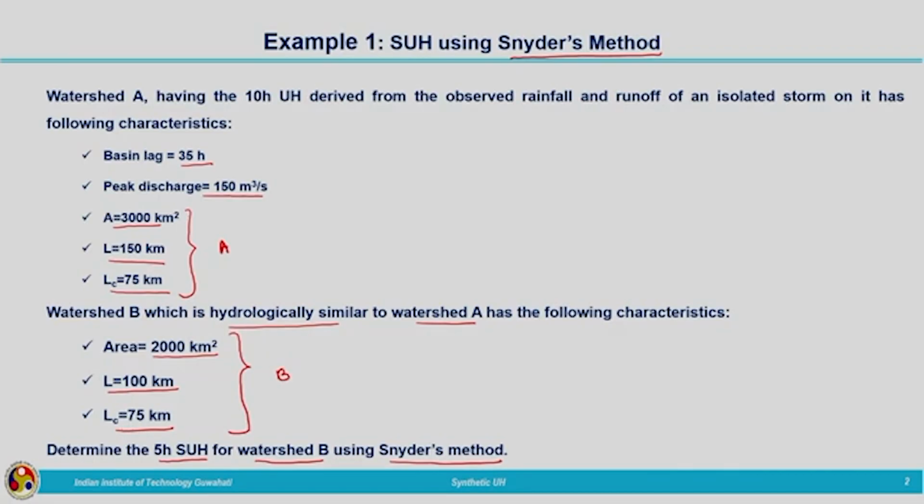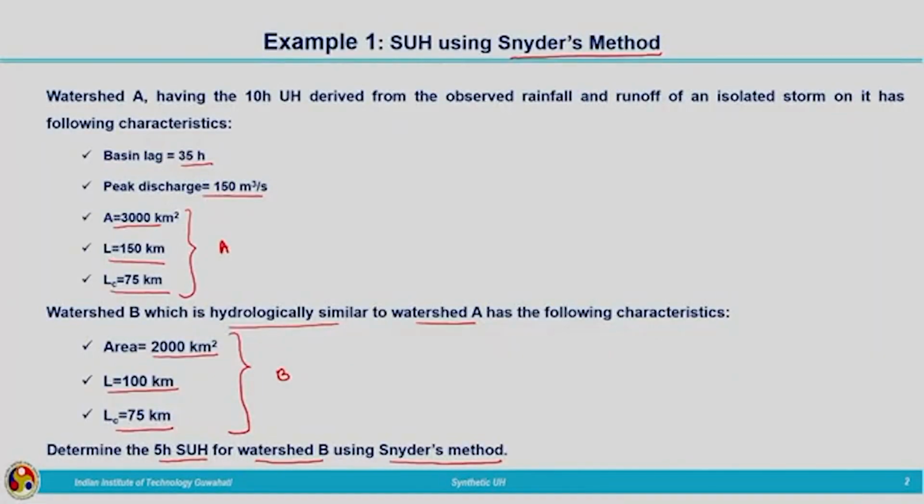So, we need to derive the synthetic unit hydrograph for the ungauged catchment B by making use of the data from the gauged catchment. For the gauged catchment, there will be rainfall runoff data available, that is the effective rainfall and the corresponding streamflow data, and from that the unit hydrograph can be derived. That step we do not have to carry out here because we have been given the hydrograph characteristics of the gauged catchment, that is the basin lag and peak discharge. Now, let us start solving the problem.